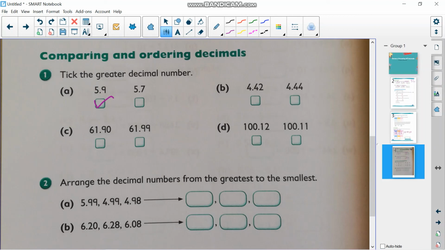Number 2, arrange the decimal numbers from the greatest to smallest. So you have to start from the greatest. So which among these 3 decimal numbers is the greatest? So it's 5.99 followed by 4.99 and followed by 4.98.